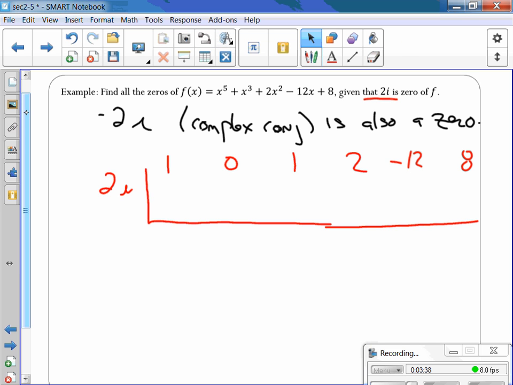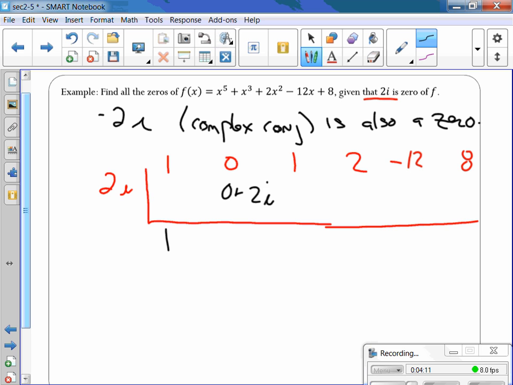I left a little space in there. Why? Because I'm dealing with a complex zero. It has two parts to it, a real and an imaginary part. So I don't want to add up the reals with the imaginary. You want to keep them separate. So here, regular synthetic division. Drop down the 1. Multiply, giving me that 2i. If we want to write it, 0 plus 2i.